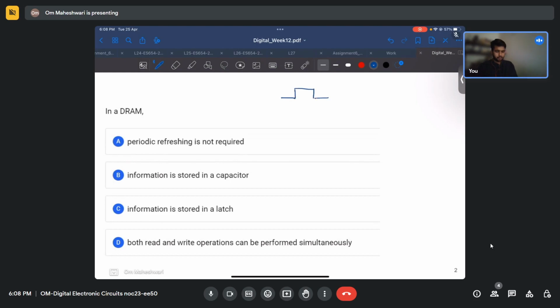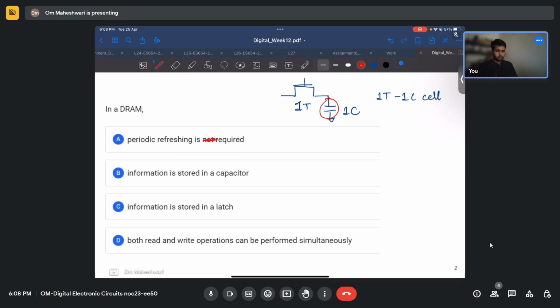DRAM is very simple. It has one transistor and one capacitor, so it is also called a 1T 1C cell. Here the information is stored in a capacitor, and since a capacitor can discharge, periodic refreshing is required. Information stored in a latch is incorrect, and simultaneous read and write is also incorrect. At a time you can only do one read or write in any memory. So the correct option is B.